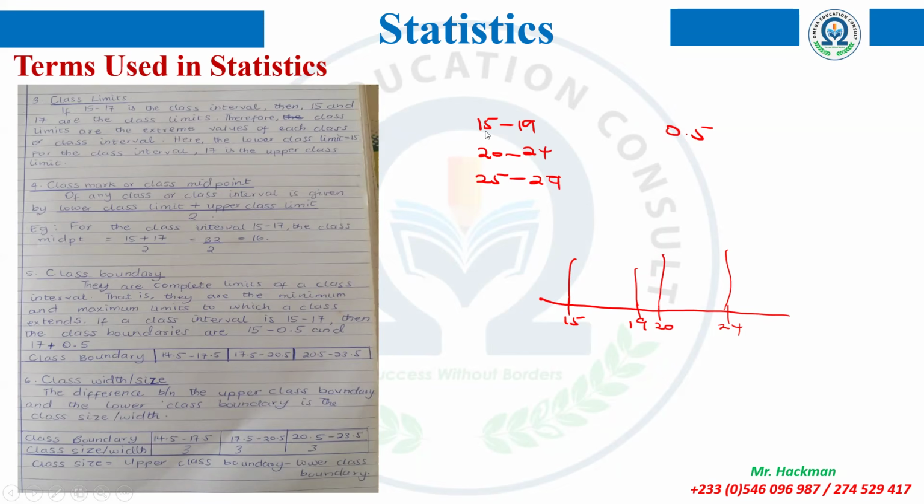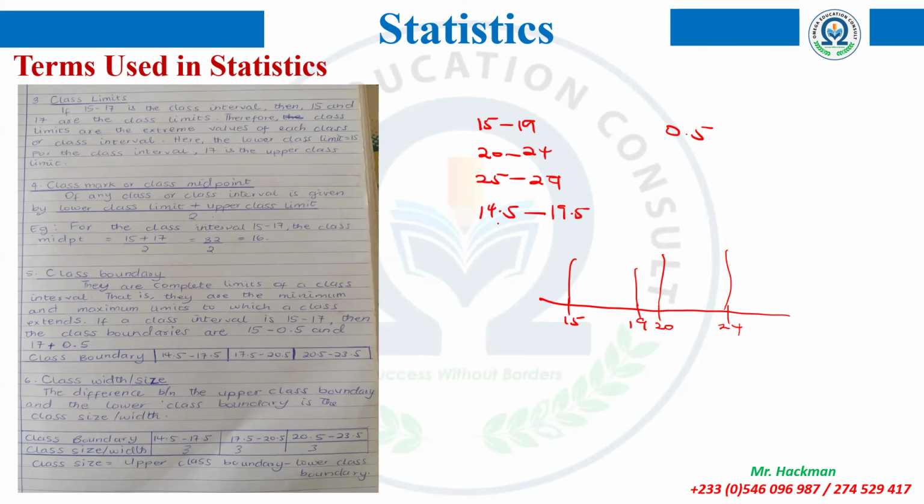It's the lower class limit. And what do we do to the lower limit? Do we add that quantity or we subtract? You subtract. So you are going to get 15 minus 0.5, which will give us 14.5. Then 19 is an upper limit, so we add. So it should be 19 plus 0.5, which will give us 19.5.